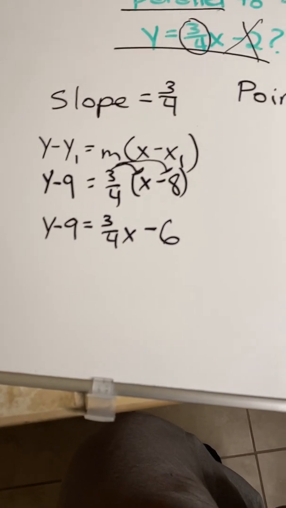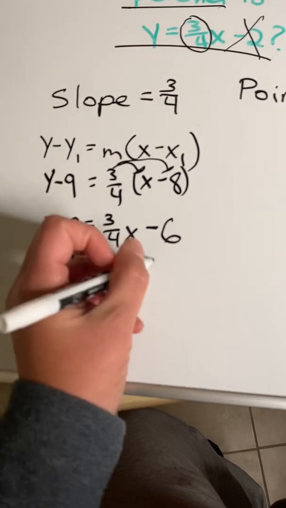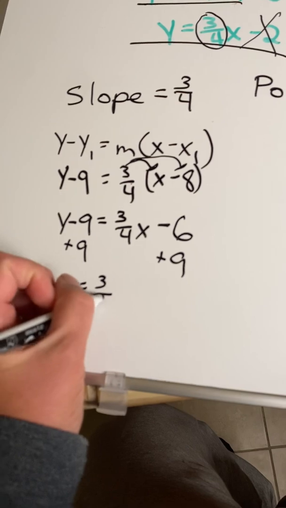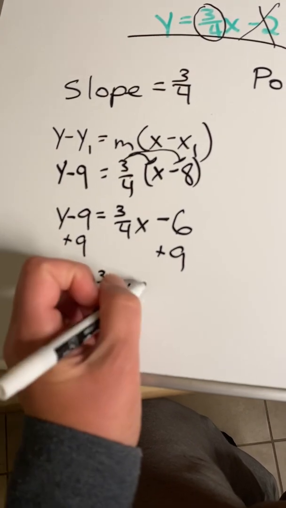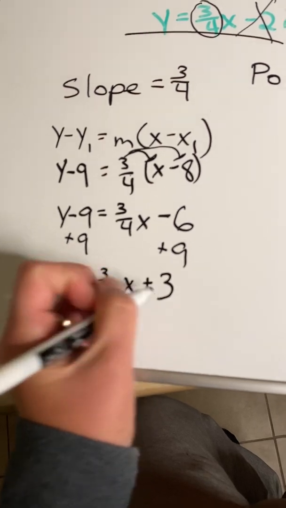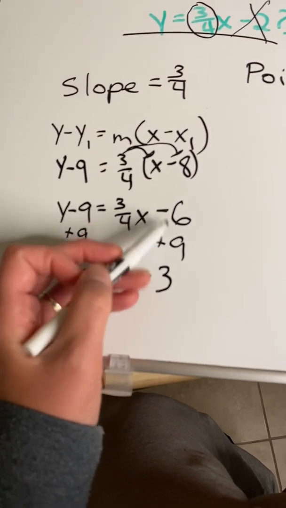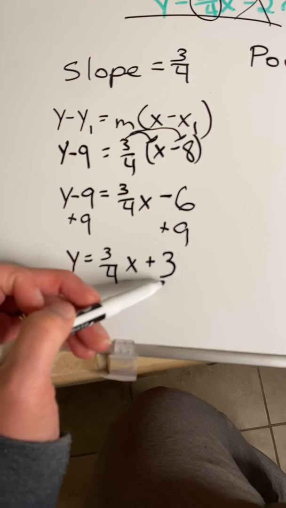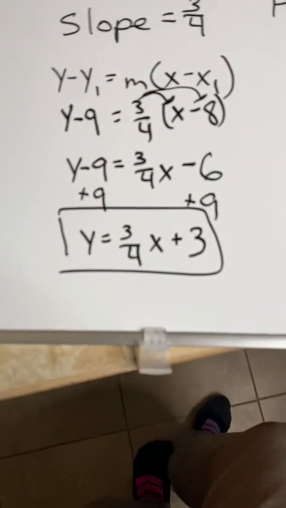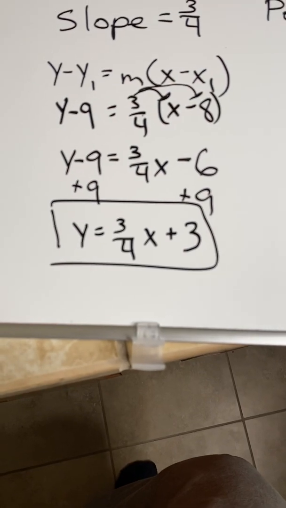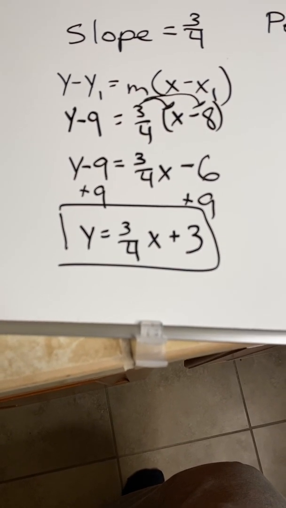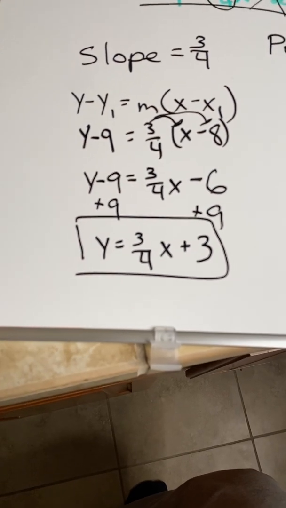We're trying to get y by itself, so we're going to add 9 to both sides. Y equals 3/4 x plus 3, because we have -6 plus 9, so that means I'm really subtracting in my head. 9's bigger, it's positive. So this right here would be my equation. Y equals 3/4 x plus 3, okay? That's one way to do this. This method was using point slope form.